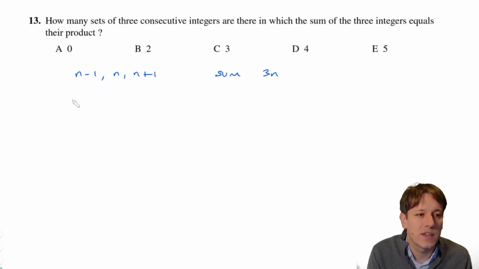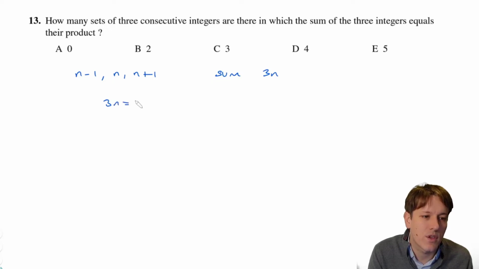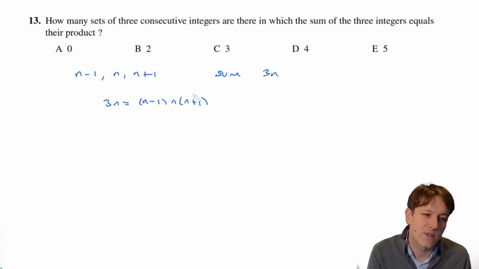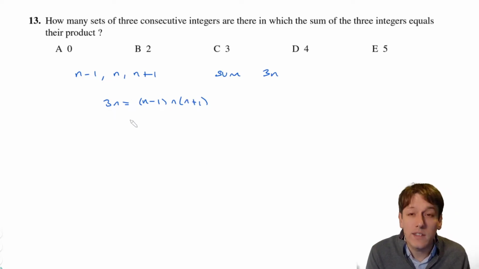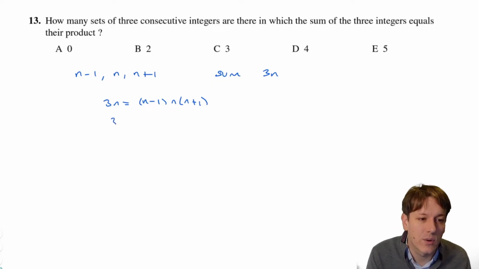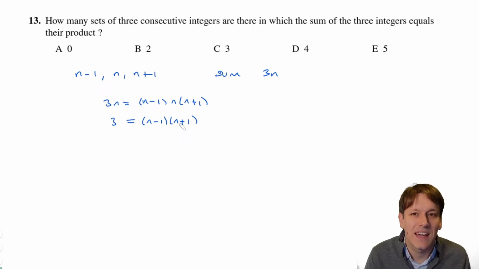So the sum equaling the product here means that 3n equals (n-1) times n times (n+1), and we've got a factor of n on each side here, and I'm going to divide through by n on both sides of the equation here and get 3 equals (n-1) times (n+1).